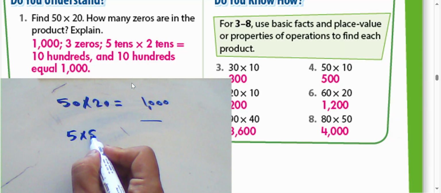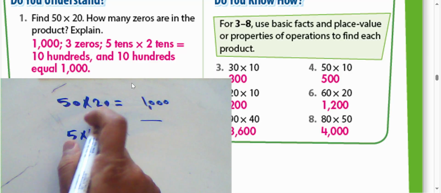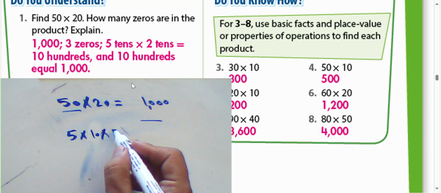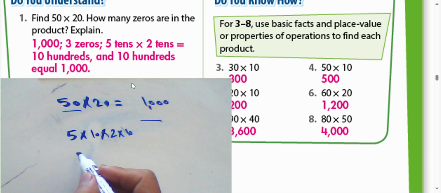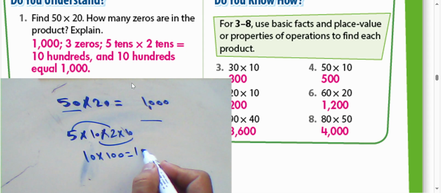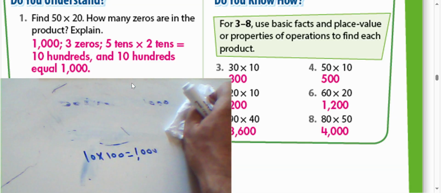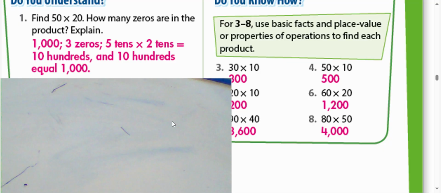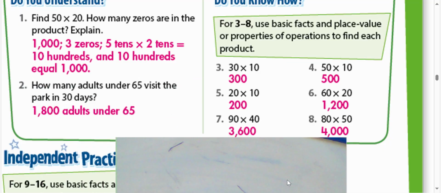5 times 10. Here, 50 equals 5 times 10, and 20 equals 2 times 10. And then we can write 5 times 2, 10. 10 times 10, 100. 10 times 100, it will be 1000. Then we have 3 zeros in the answer. Okay, and the answer will be equal to 1000.